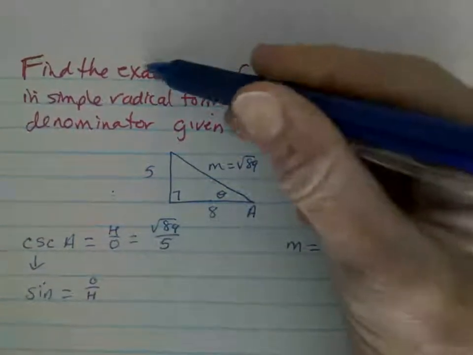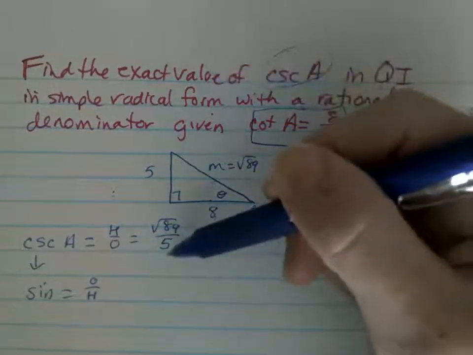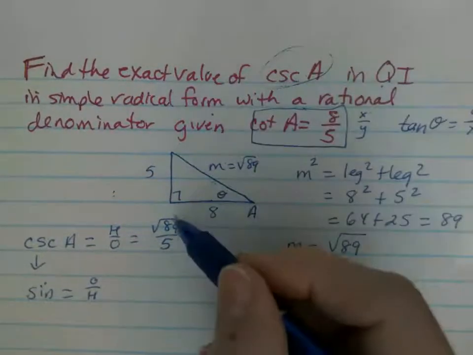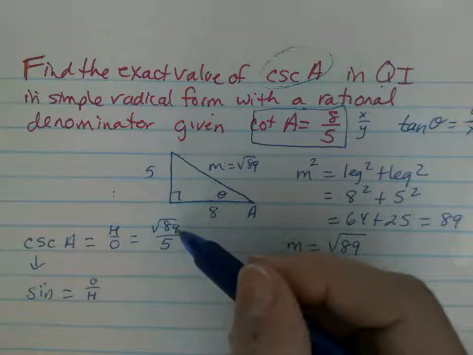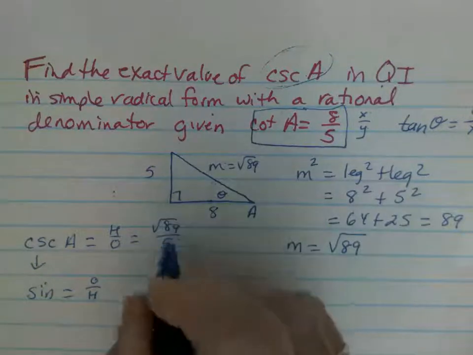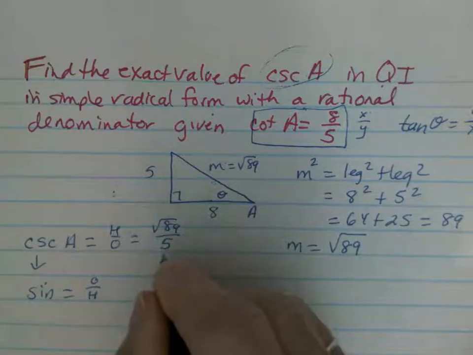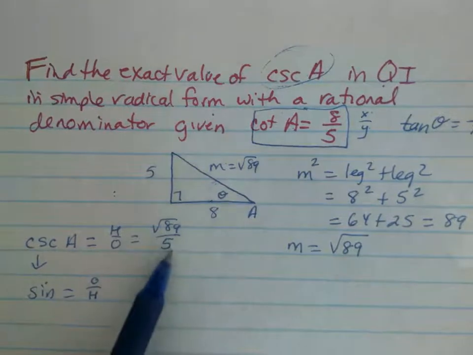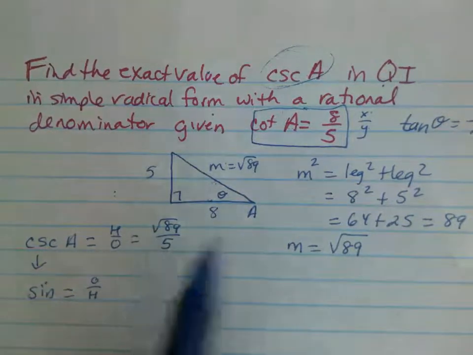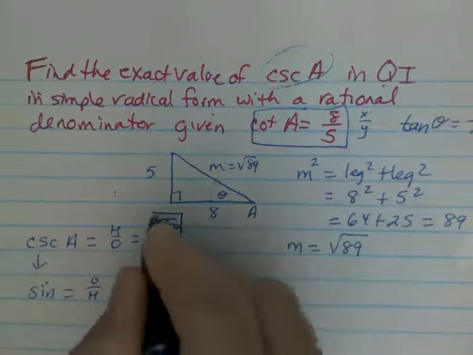So let's double check. Do we have the exact value? Yes, we don't have any decimals. Simple radical form, we can't simplify the square root of 89. And just double check that it says rational denominator. That means that we just have to have an integer in the bottom. We can't have a decimal or a radical in the bottom. So we are done with that problem.